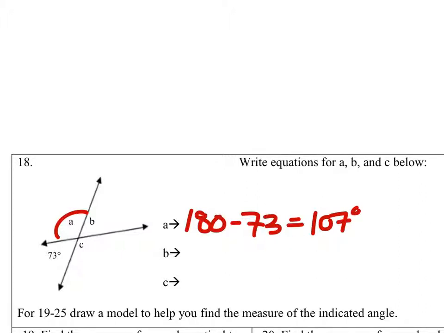What about B? This one's vertical, radical. So it is simply 73 degrees. Also, C is vertical with A, so we know that's also 107 degrees. And we don't really need an equation for these two. We just need to know the relationship for both of them.